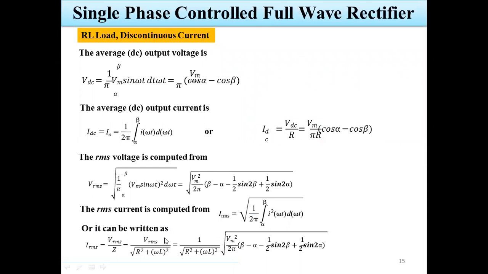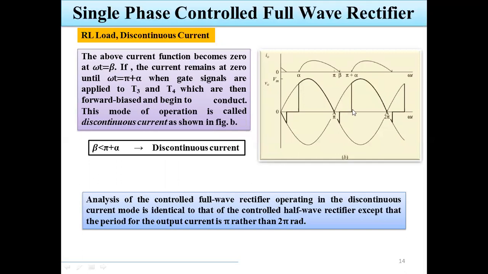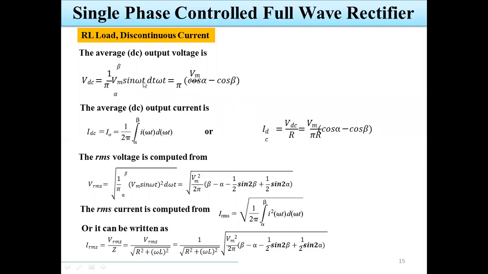What about the expressions for this RL load? VDC is equal to 1 by pi, integral from alpha to beta, because we consider only up to the beta value, of Vm sin omega t d omega t. Then we get Vm by pi times cos alpha minus cos beta. We also get IDC as Vm by pi R times cos alpha minus cos beta, and the VRMS value. These are the values we derived in the previous sessions.